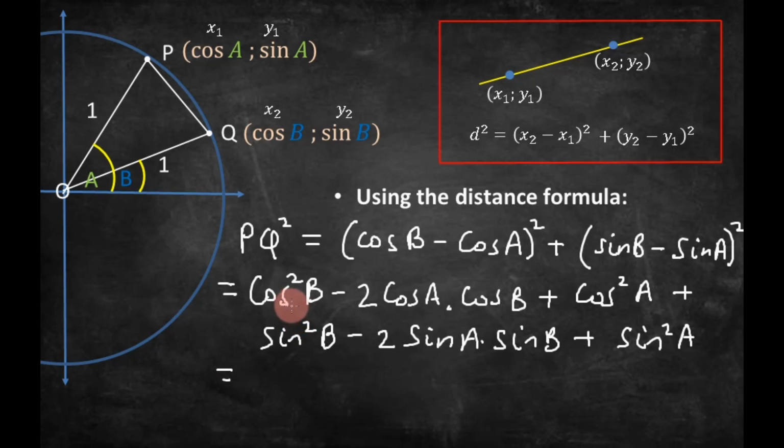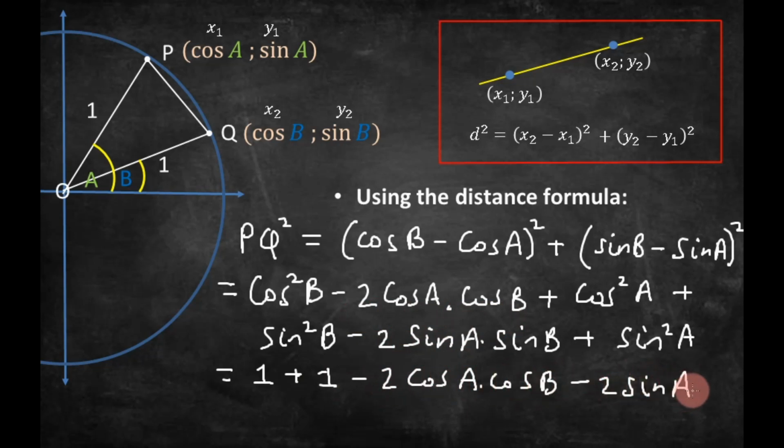Now the cos squared of B plus the sine squared of B gives us 1 by the squares identity, and the cos squared of A plus the sine squared of A also gives us 1. And of course we're still left with these two terms. Of course, we can add the 1's, and this is what we're left with.